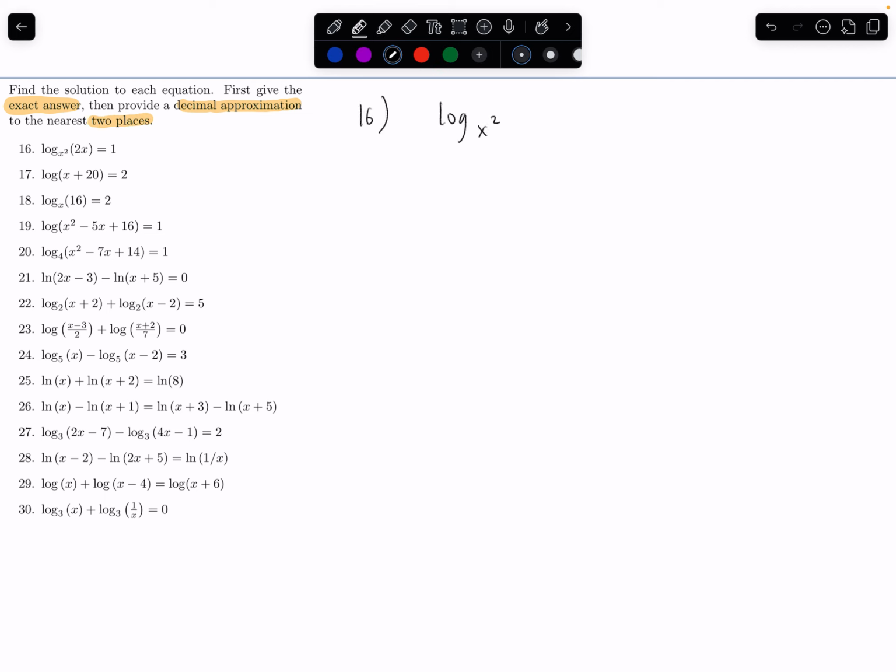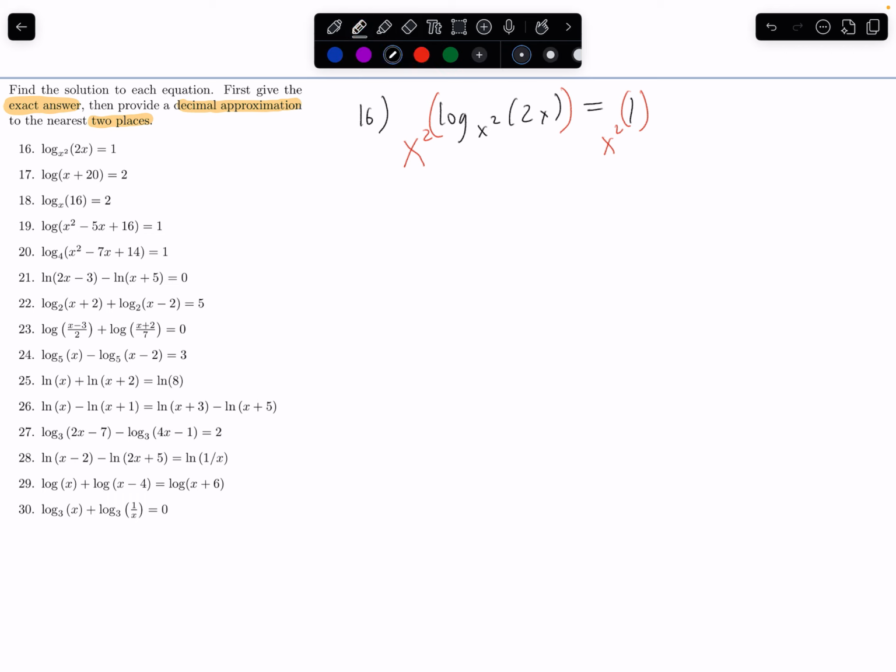Okay, 16. Log base x squared, oh, that's kind of weird, of 2x equal to 1. And here the base is x squared, right? So I'm going to attack it with the exponential. x squared raised to the left of the equation is x squared raised to the right of the equation. Now what happens when I raise x squared to this log though?